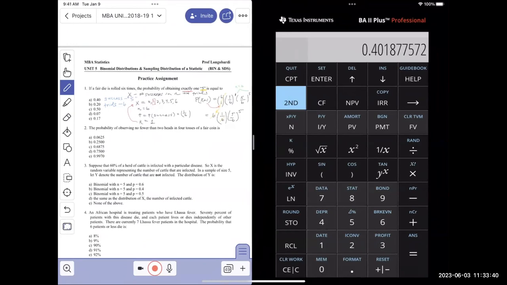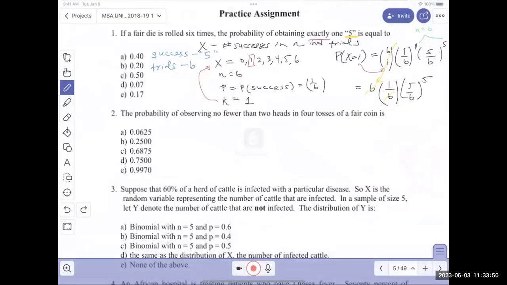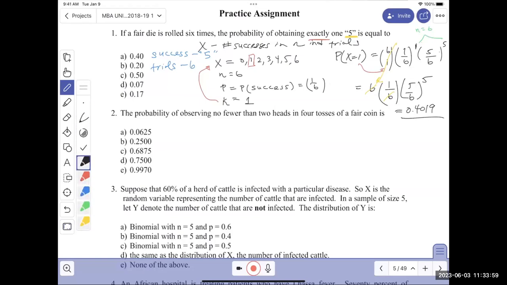And the answer, I'm going to put here as 0.4019. Let me make it bigger. So always 4 decimal places, okay? But then you can see your answer is this one.